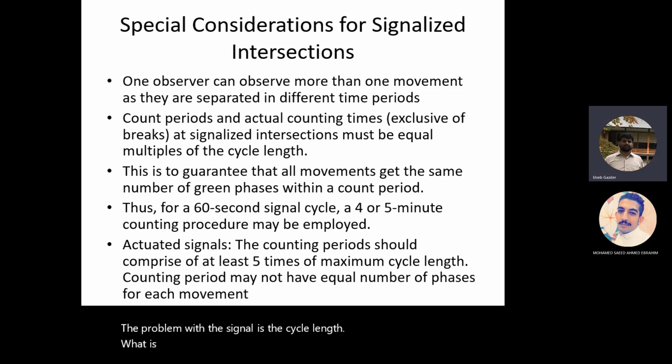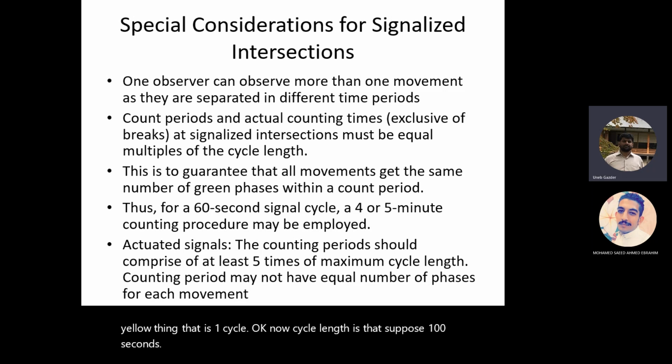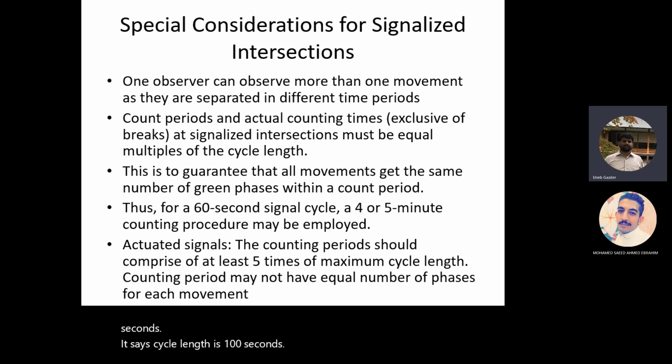What is the signal cycle? The timing. When you complete all the red and the green and the yellow, everything, that is one cycle. Now cycle length is, let's suppose, 100 seconds. Now they are saying your counting period must be a multiple of cycle length. So for example, I have a cycle length of 100 seconds.